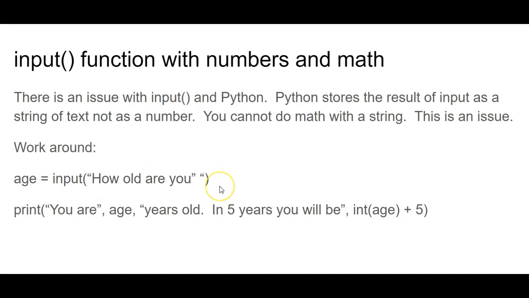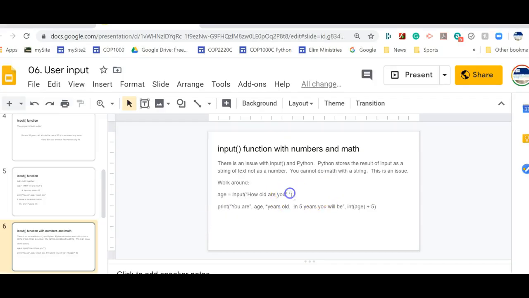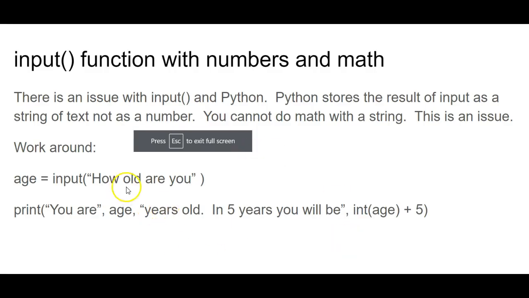Age gets input, how old are you? Look at this. How old are you? You are 17 years old. In 5 years, you will be 22, right? Well, to be able to do this, I need to convert age from a string into a number. So in this case, I would be converting it into an integer.